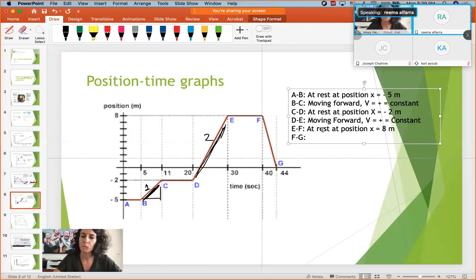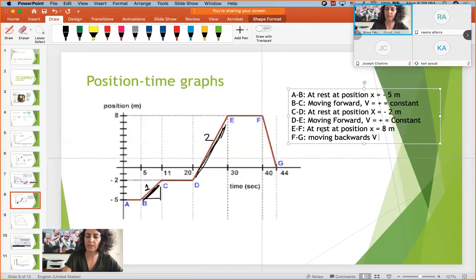Okay, finally F to G. Moving backwards. Yes, moving backwards. So V is gonna be negative and constant. Okay, I always type wrong.